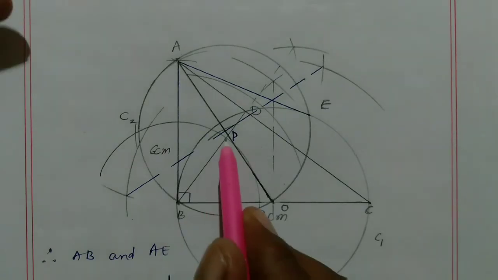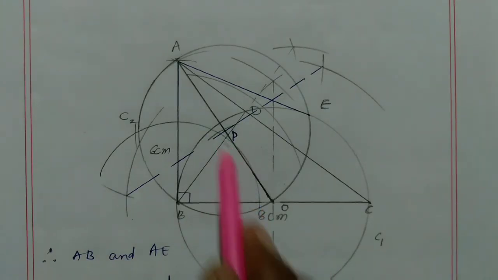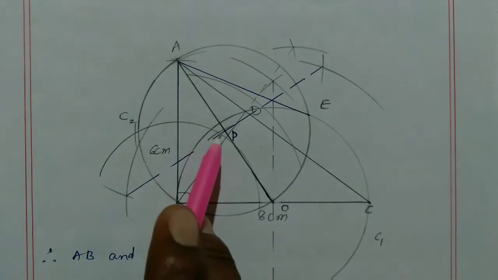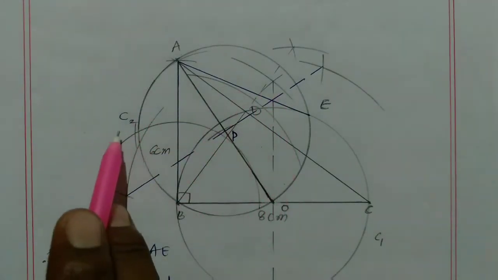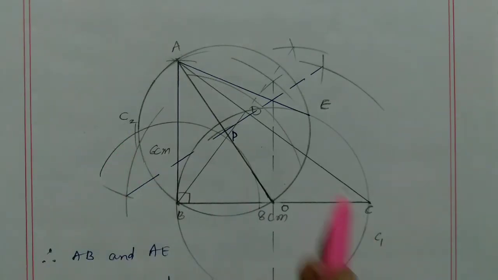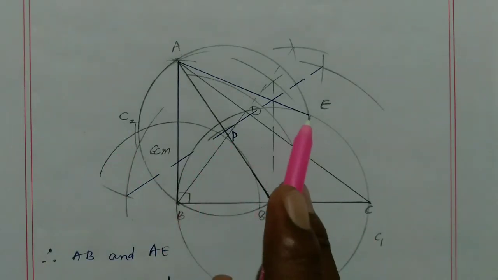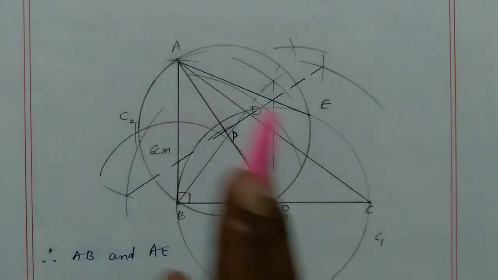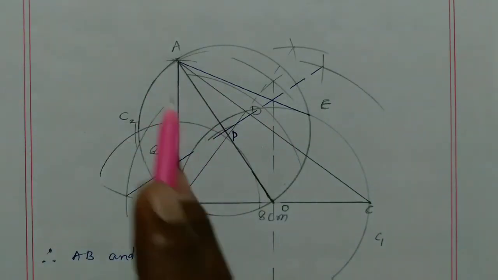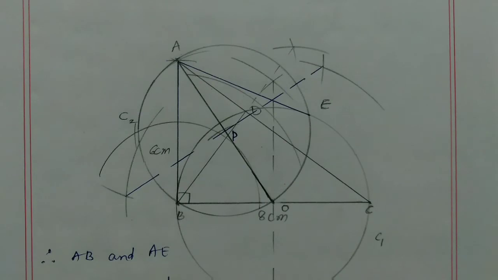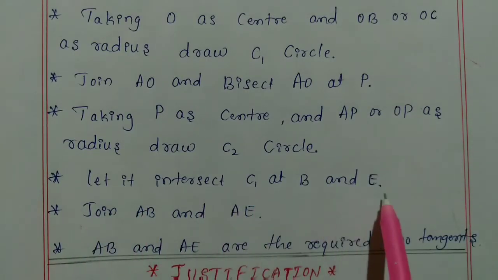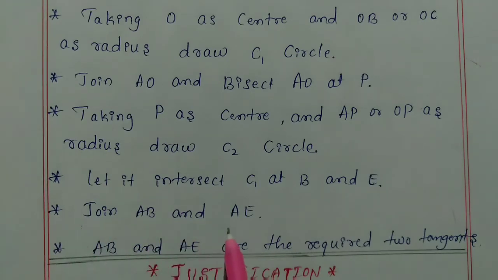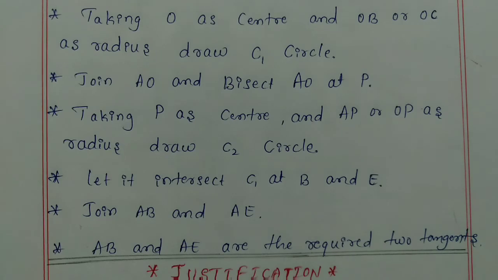Here you can take P as center and PO or PA as radius and draw here C2 circle. This C2 circle intersects C1 circle at B and E, right? So next you can join AE and AB. Let it intersect C1 at B and E. Next join AB and AE. So here AB and AE are the required two tangents, right?